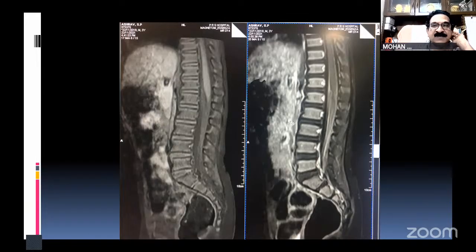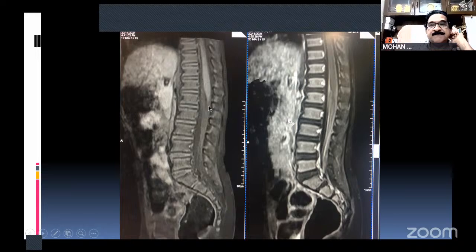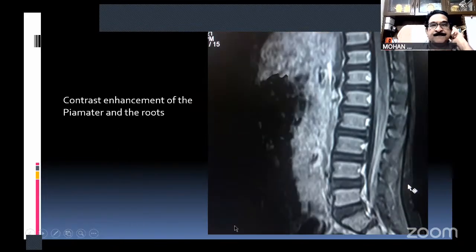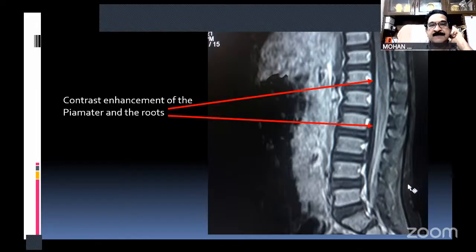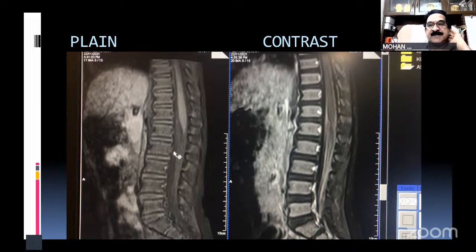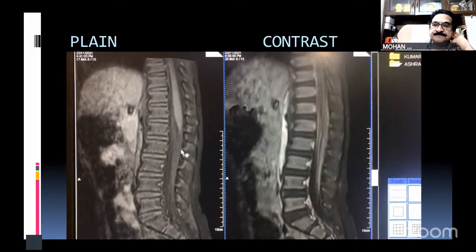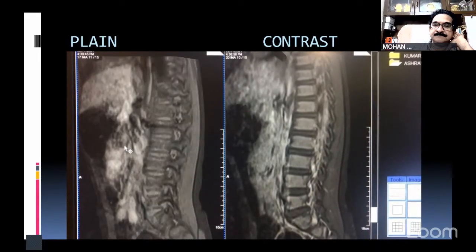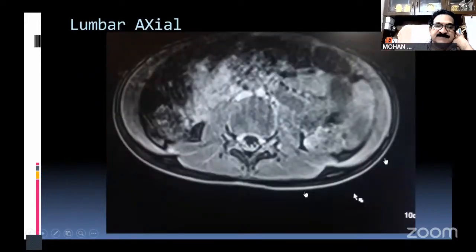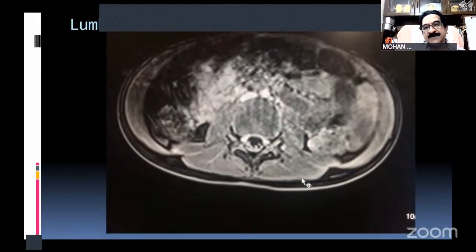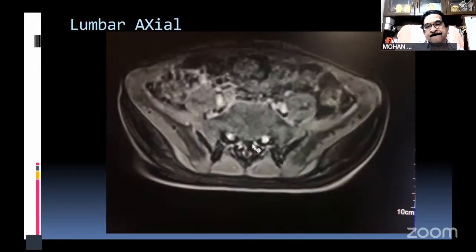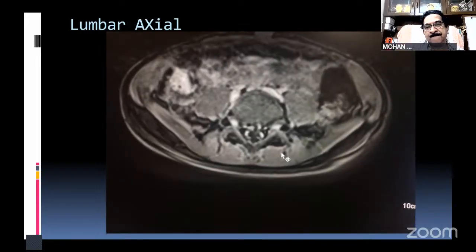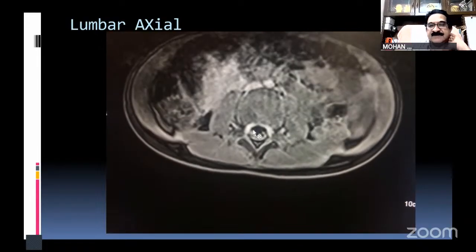So MRI was done. See what did it show? This is the pre-contrast. This is the contrast. You can see the enhancement of the cauda equina and nerve roots. This is the before contrast. This is after contrast. You can definitely make out the difference between the two. This is the axial cut. You can see the cauda equina and roots enhancing. See the roots enhancing there.